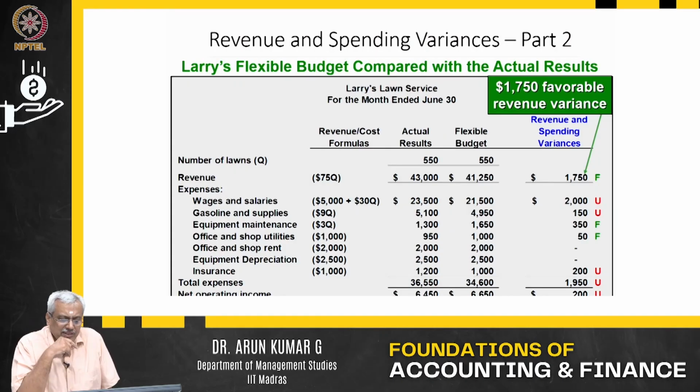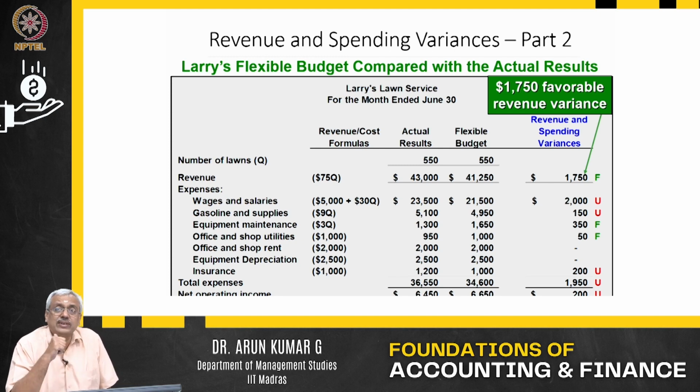So, what happens? My actual results, I got 43,000. I should have got only 41,250. I have got 1,750 favorable revenue variance. Whereas I am looking at the cost. Ideal flexible budget cost is 5,000 plus 30 into 550, that is 21,500 what you see, whereas my cost is 23,500, 2,000 unfavorable variance.